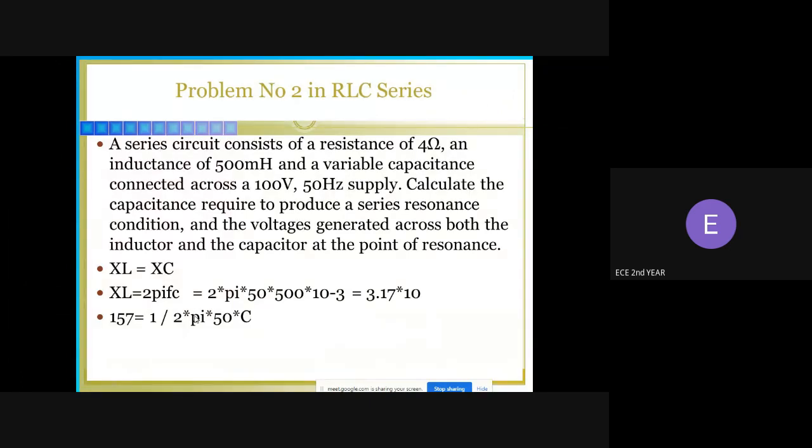But we don't know the value of XC, which is 1 by 2 pi FC, as we don't know the value of C. So from that, we can find the value of capacitance. This is the method you can use to find the unknown capacitance value at resonance condition. Clear?